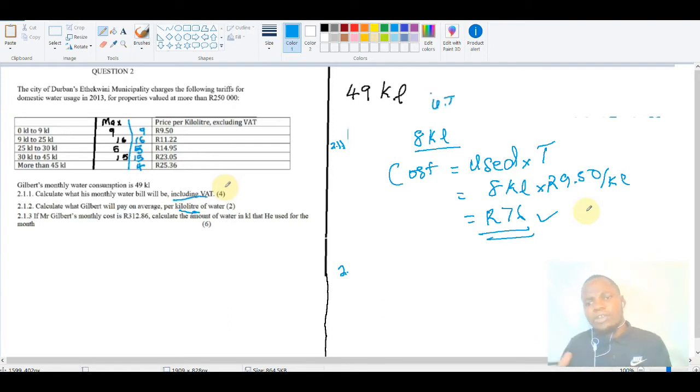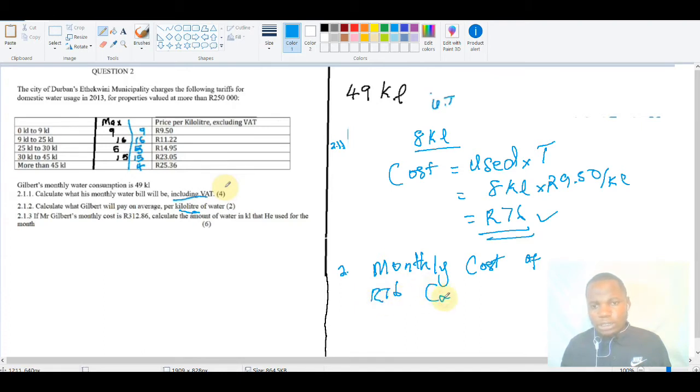Now, let's say we rephrase the question. Now they give you in an exam, they say, calculate the amount of water used if now the monthly cost of this guy is 76 rand. Now you are given the monthly cost of 76 rand. Calculate the water used. So now they can give you the cost and say calculate the amount of water that you have used.